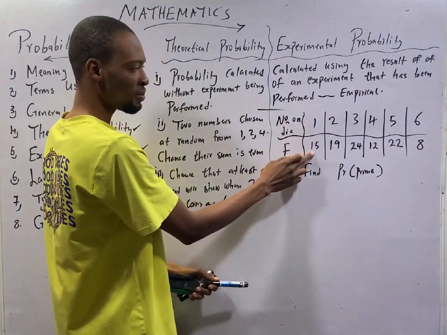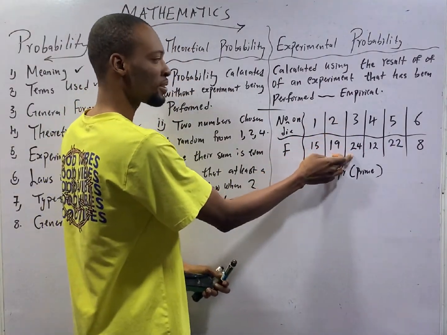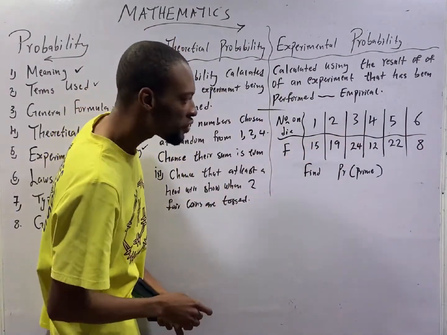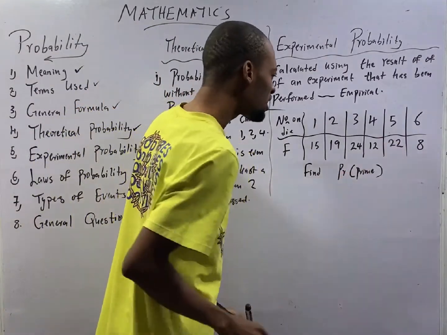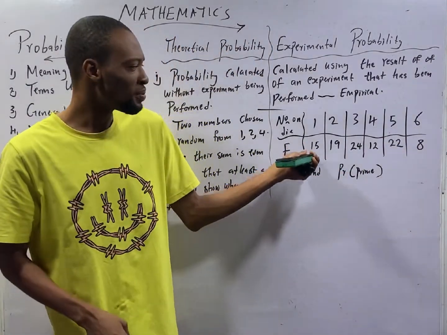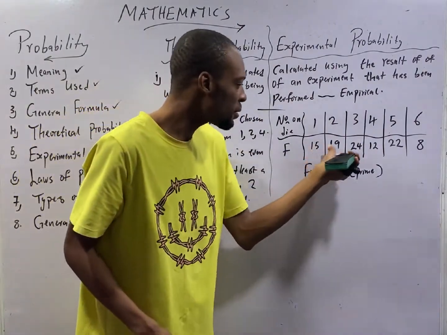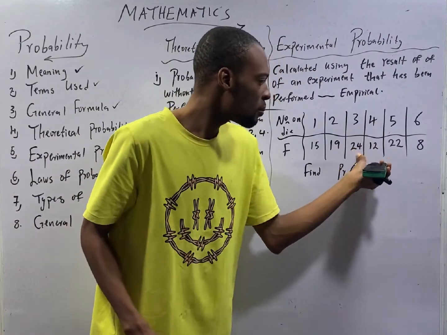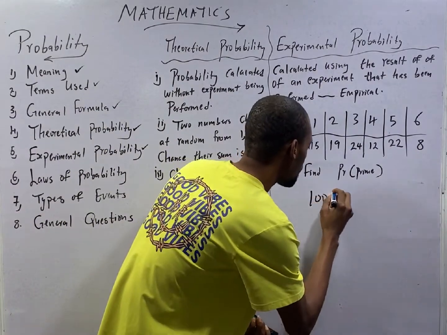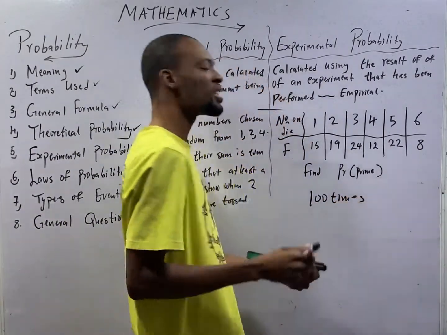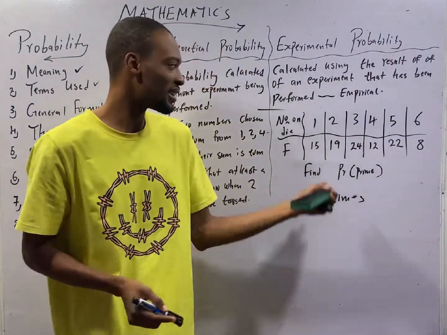1 appeared 15 times, 2 appeared 19 times, 3 appeared 24 times, 4 appeared 12 times, 5 appeared 22 times, and 6 appeared 8 times. From this experiment, it is obvious that the die was thrown 15 plus 19 plus 24 plus 12 plus 22 plus 8, that is 100 times. So they threw this die 100 times, and that was the experiment that was performed, and these are the results.